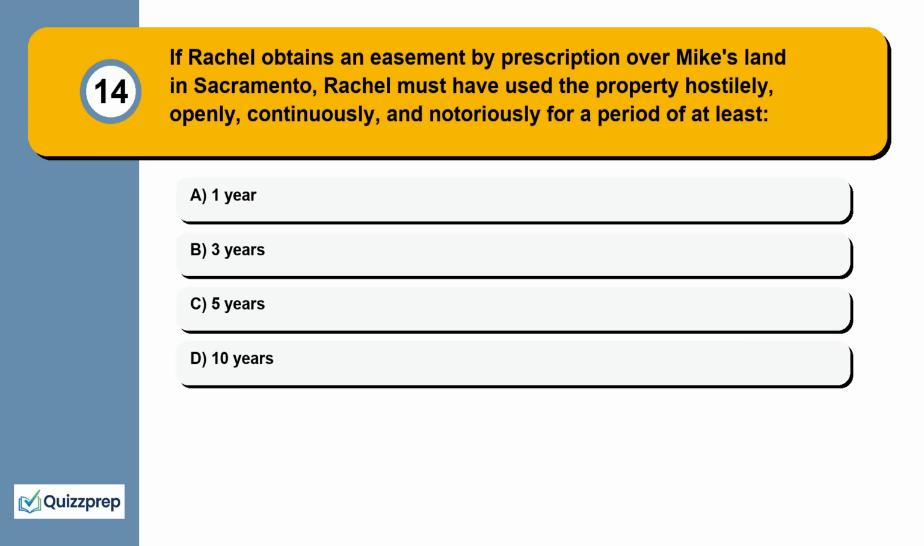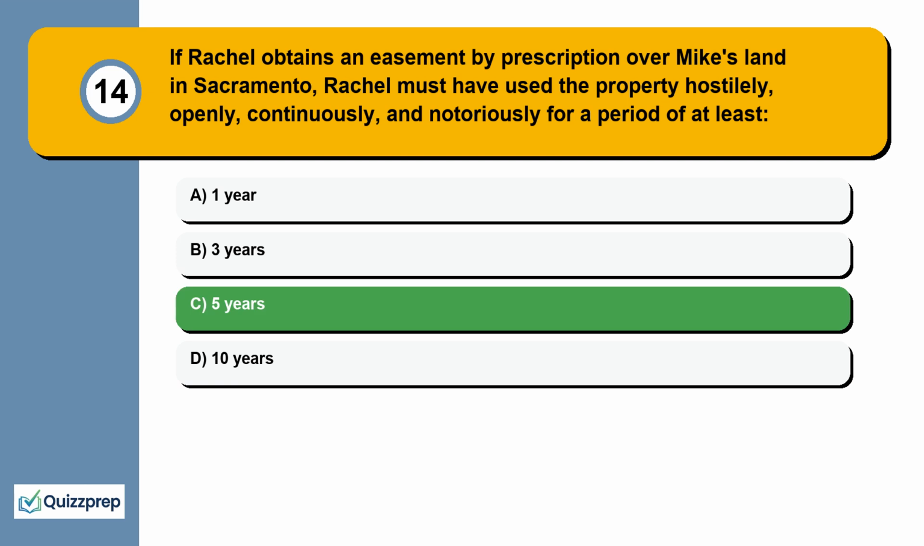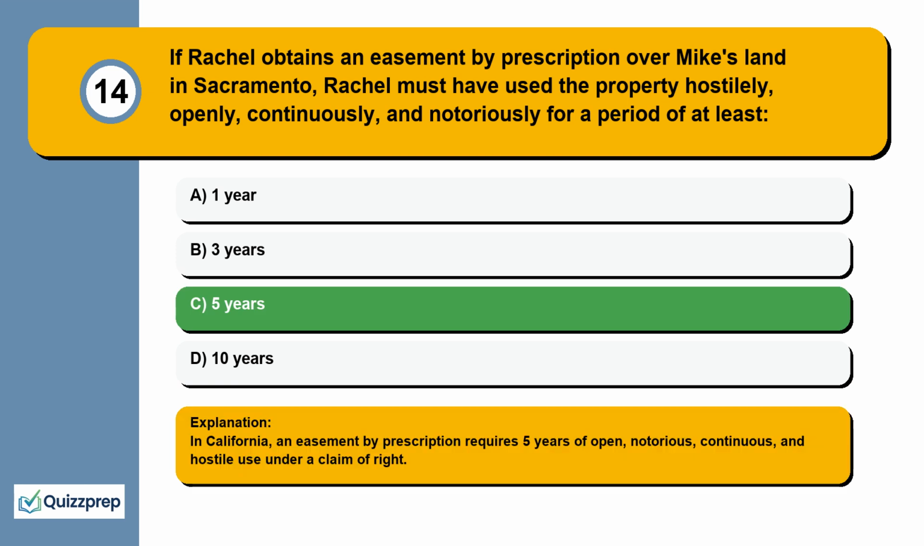Question 14. If Rachel obtains an easement by prescription over Mike's land in Sacramento, Rachel must have used the property hostilely, openly, continuously, and notoriously for a period of at least 1 year, 3 years, 5 years, 10 years. In California, an easement by prescription requires 5 years of open, notorious, continuous, and hostile use under a claim of right.